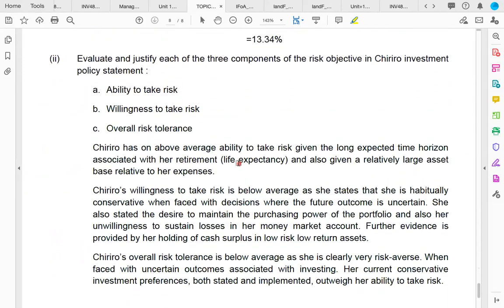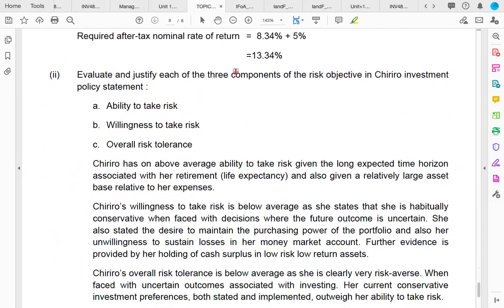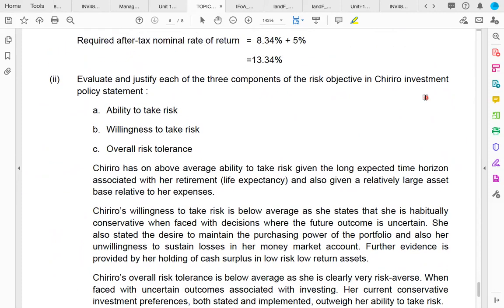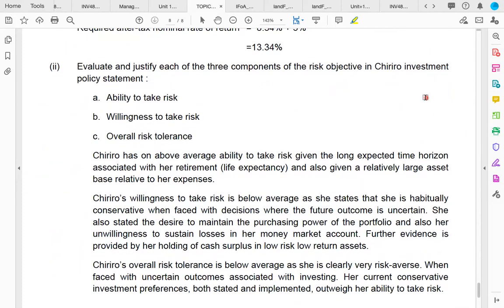And then lastly, as we finish off the class, we are asked to evaluate and justify each of the three components of the risk objective in Chiriro's policy statement. Remember, we look at three items when we look at the risk objective. We look at the ability to take risk, which depends on the liquidity needs, the capital base, and the time until the funds will be needed.